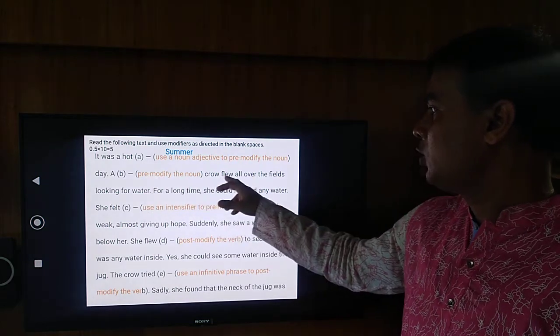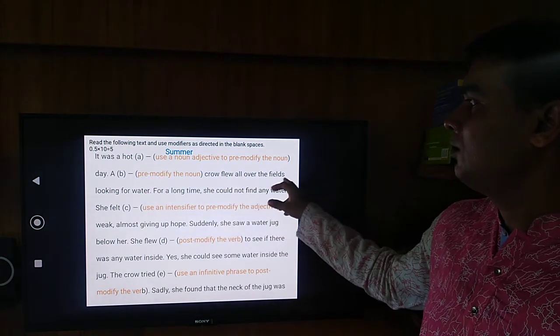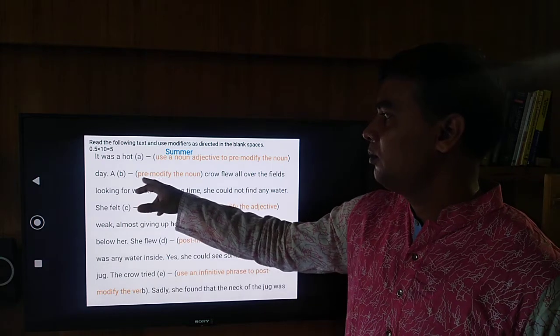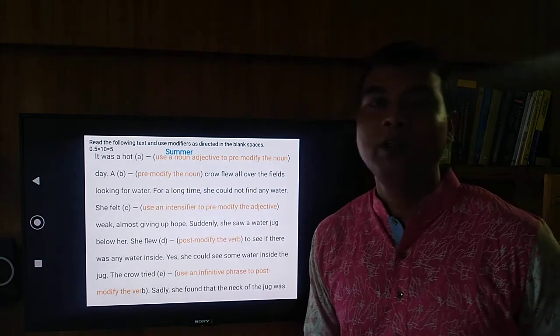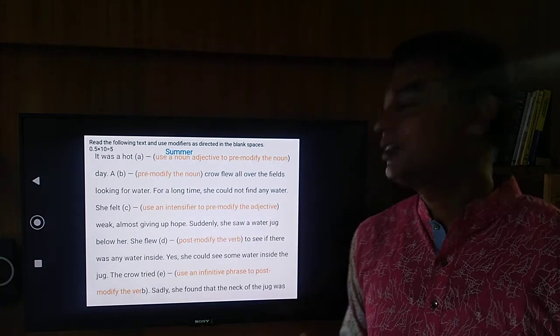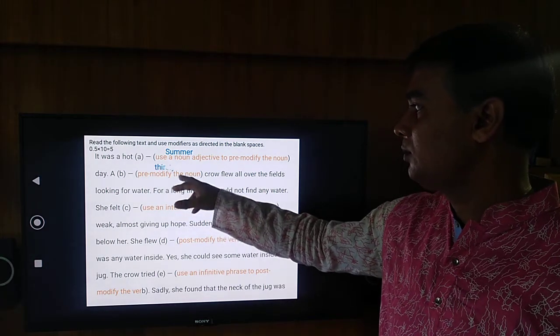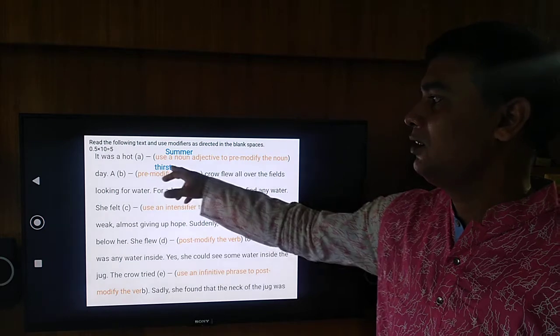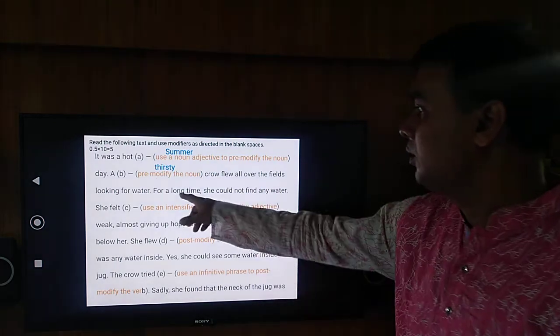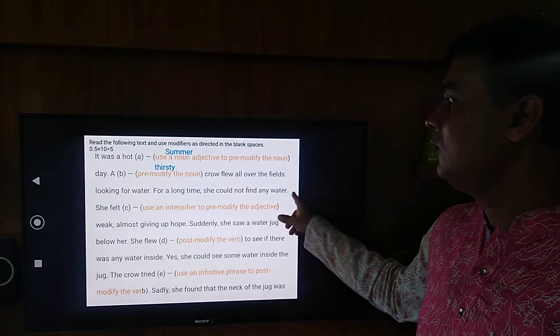A dash crow flew all over the fields looking for water. Pre-modify the noun. Pre-modify the noun, that means you have to use an adjective. Okay, so here you have to use an adjective. You see, thirsty crow, this is an adjective. Okay, for a long time she could not find any water.